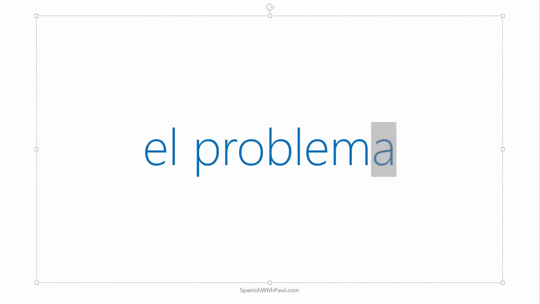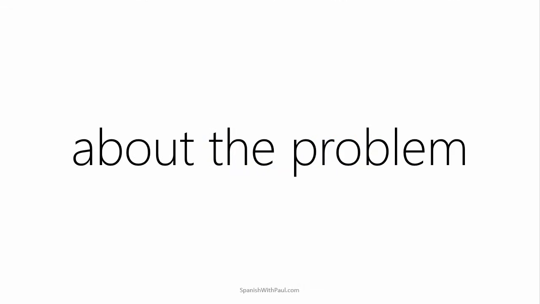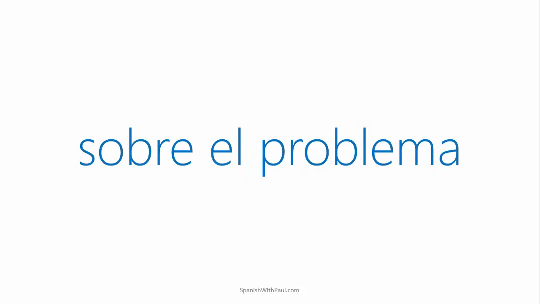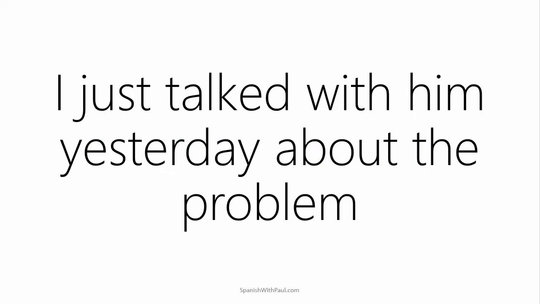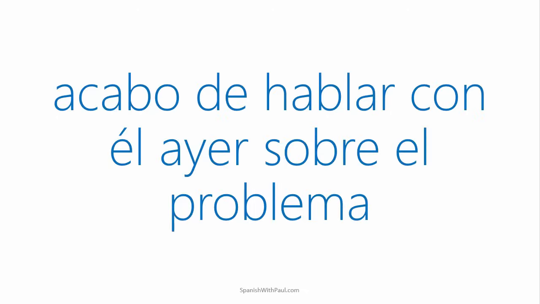Notice a curious thing here. We have the noun ending in a, which normally in Spanish means that it's a feminine word. So you might think that it would be la problema, but it isn't. Problema is a masculine noun in Spanish, so we say el problema. How would you say about the problem? Sobre el problema. Now try to say this one. I just talked with him yesterday about the problem. Acabo de hablar con él ayer sobre el problema.